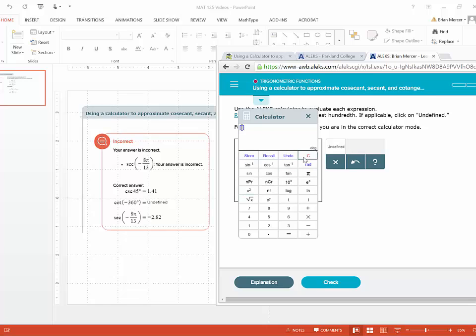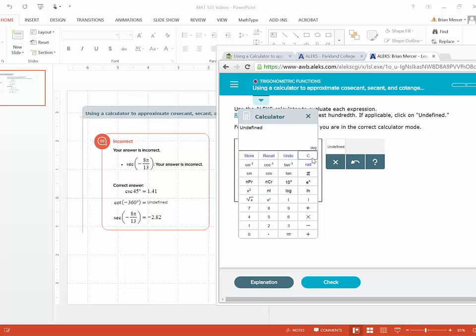So I'll clear everything off first and type 1 divided by the tangent of negative 360 degrees, so 360. And so now that's going to give us the cotangent of negative 360 degrees, and I'm going to hit equals and it's going to say undefined. So that's correct for the second part.